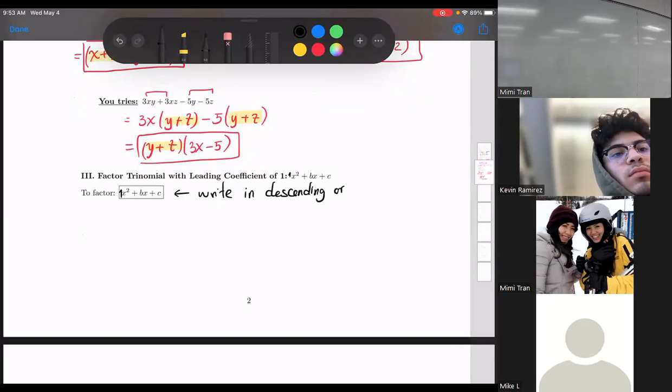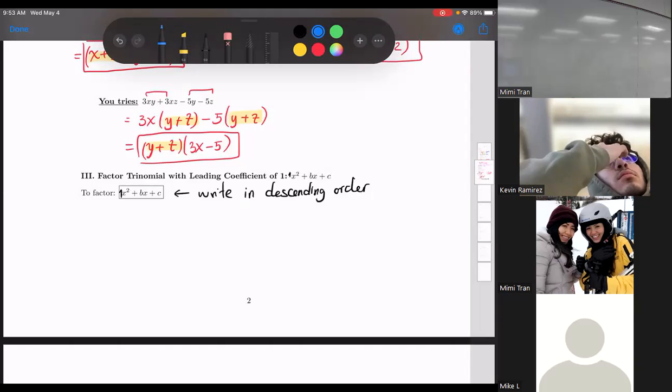In descending order. In this case, x will be your leading variable, right? So the highest power of x, and then go down from there. And then for this class, I'm going to show you 2 methods. It's called the AC method, and then the guess and check method. Depends how well you are with factoring. If you are really good with factoring, maybe you like guess and check. It's faster.